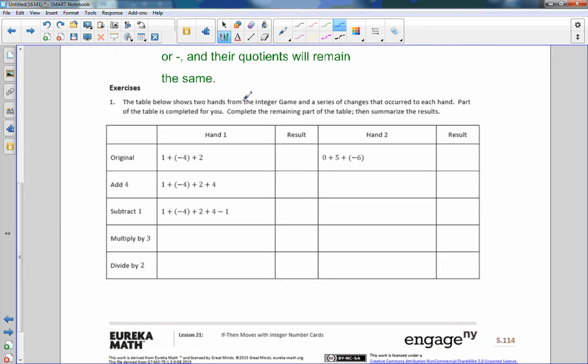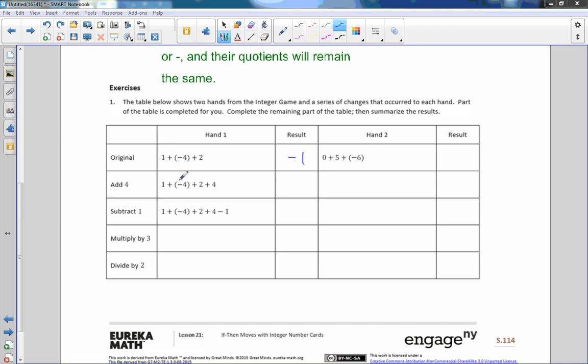The table below shows 2 hands from the integer game and a series of changes that occurred to each hand. Part of the table is completed for you. Complete the remaining part of the table, then summarize your results. So here's our original hand. So we're really just doing what we did with the calculator, and they've done it for us here. We're just going to go through the motions. So the original value of the hand number 1 on the left here is 1 plus a -4 is -3 plus 2 results in -1.